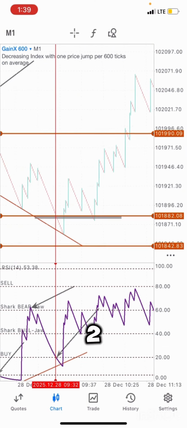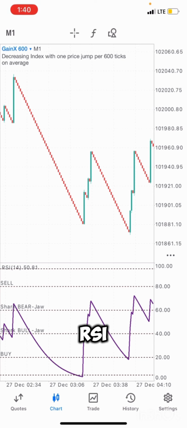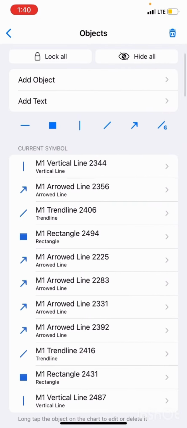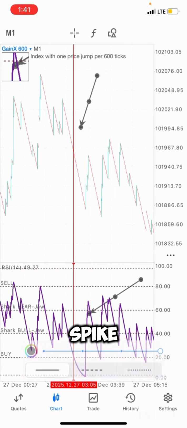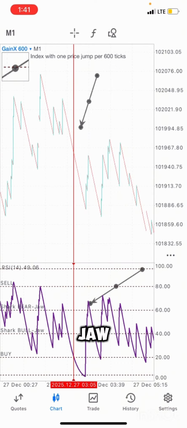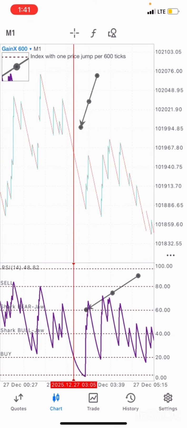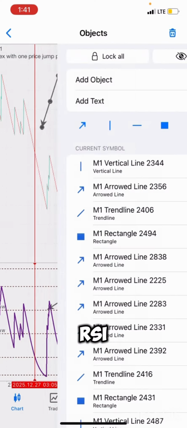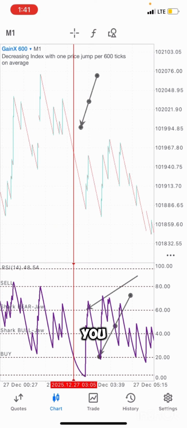So that is 1:3. Okay, so here is another beautiful setup that we see right here. Now you can see that RSI crossed the level 20 around this side. Wait for price to spike back to the shark bear jaw right at this point. So once it crosses the shark bear jaw, don't wait for price to get to the 80 level. You should just get to the 60 level, which is a shark bear jaw like this. Then wait for RSI to come back and then touch the level 20, right? Giving you some sort of a divergence.